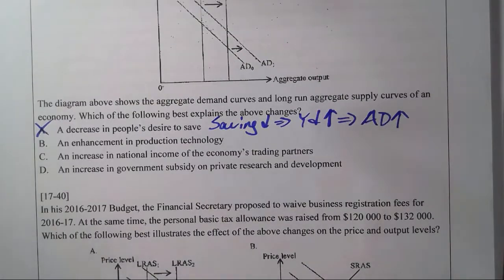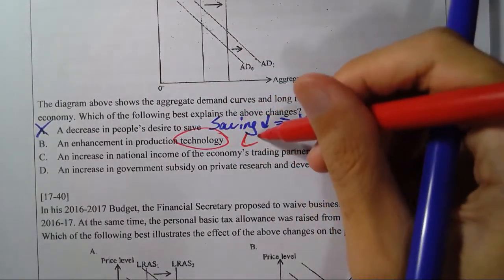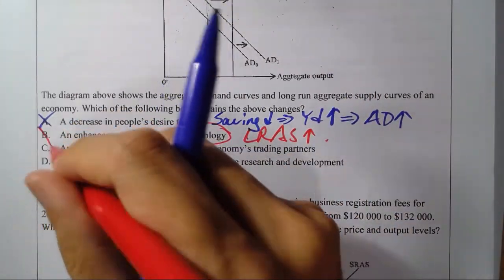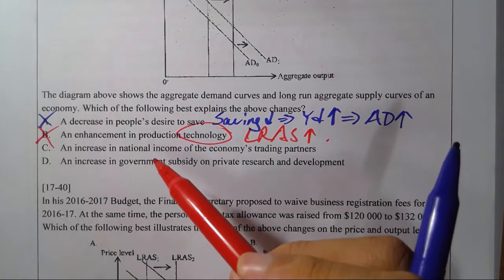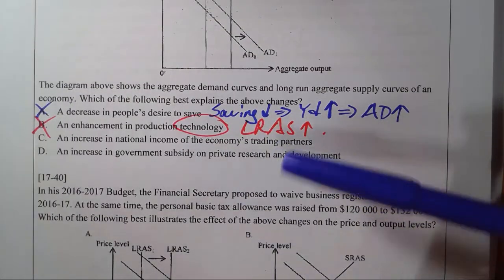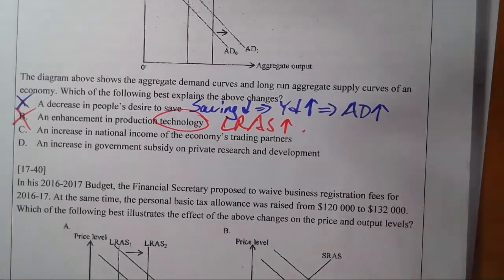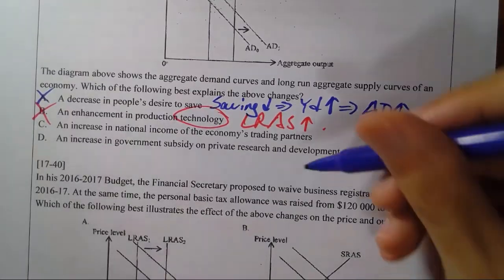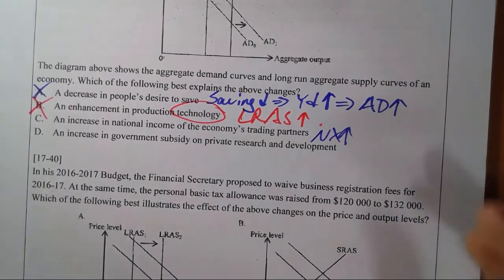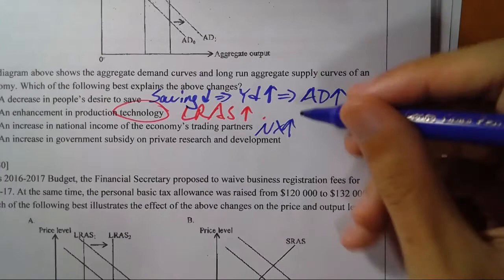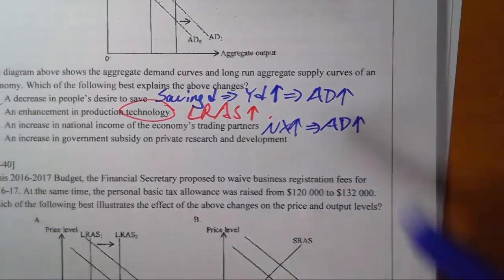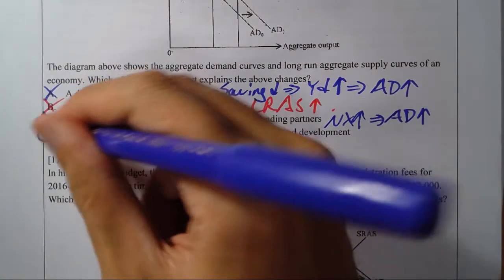Whenever you see the word technology, you remember LRAS goes up, right? Unfortunately, it doesn't affect AD, so no. Now, C, increase in national income of trading partner. When your partner becomes richer, what happens? They will want to buy more of our goods. Therefore our exports go up, so net export, NX, would go up. AD would go up. Unfortunately, also missing LRAS. So the answer is D here.